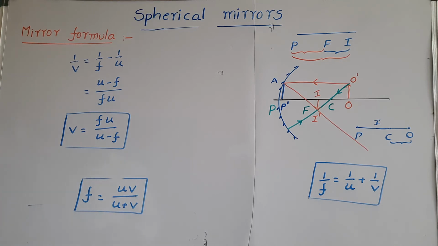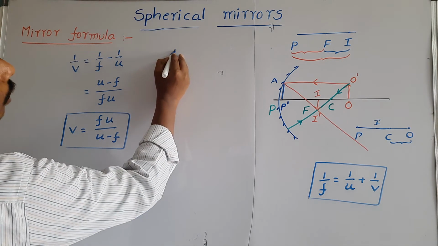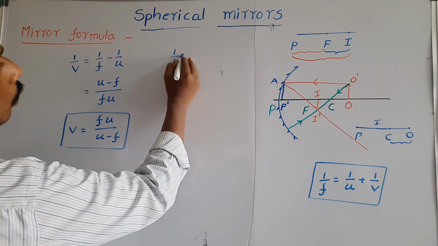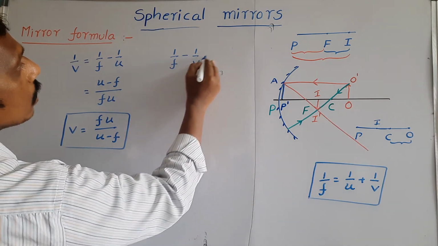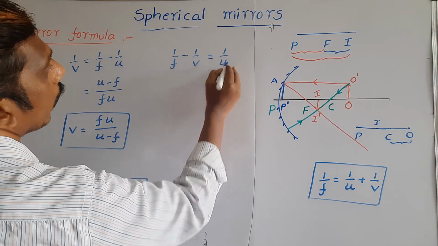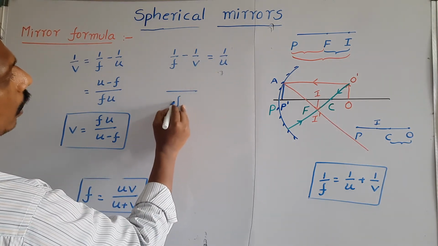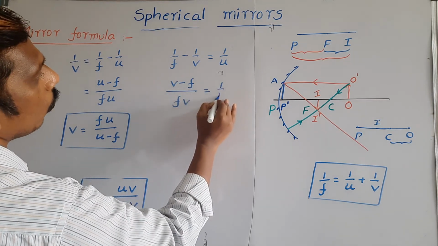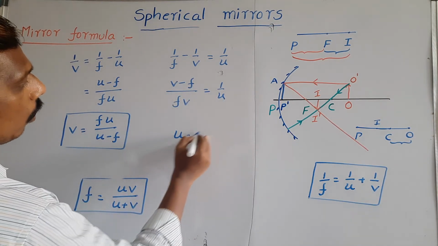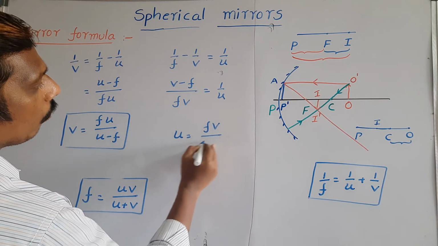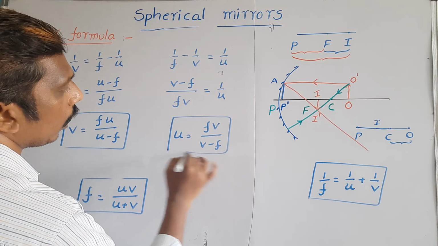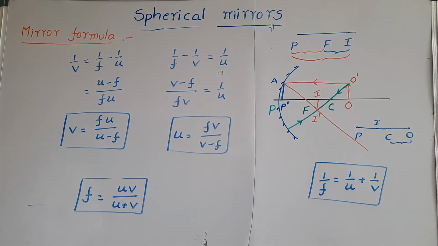Next, 1 by F is equal to 1 by U plus 1 by V. So 1 by F minus 1 by V is equal to 1 by U we can get. FV is the LCM, V minus F, which is equal to 1 by U. From this U is equal to FV by V minus F. So this is the formula to calculate U value.